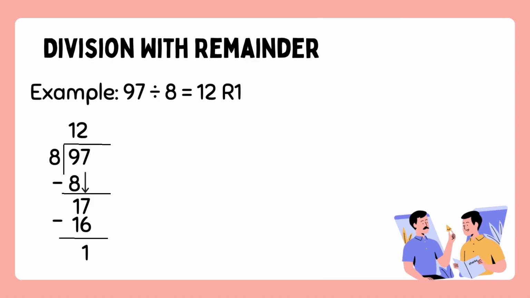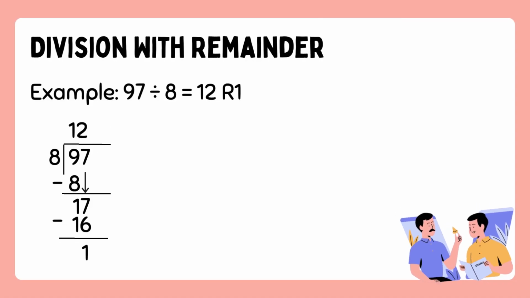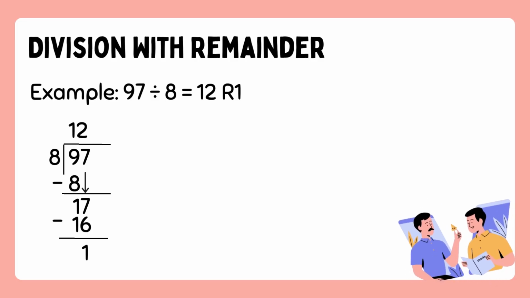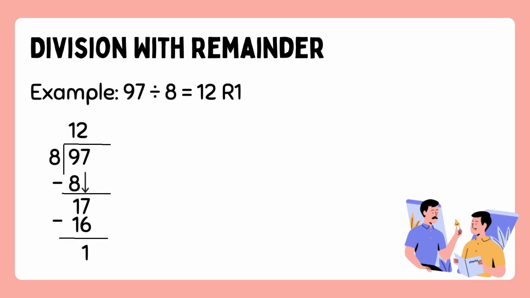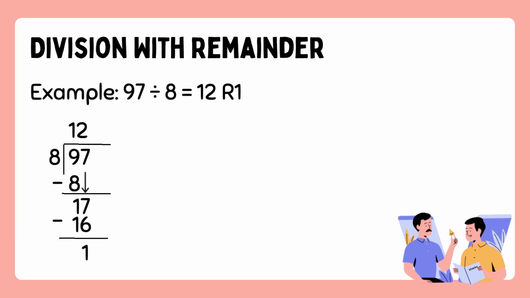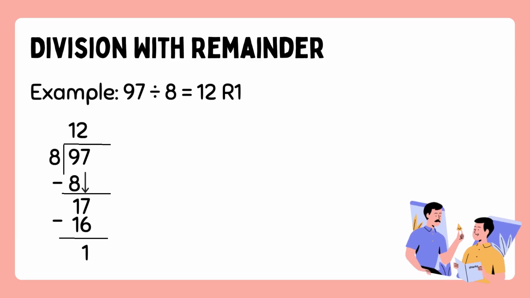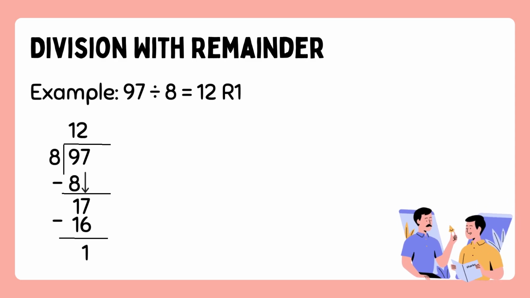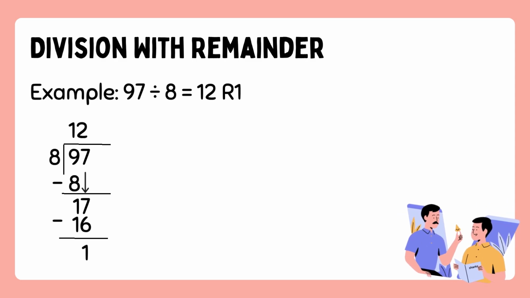If there's a leftover after dividing evenly, that's the remainder. You can write it as r followed by the leftover. Set up the problem. 97 under the division bar and 8 as the divisor. Start with the leftmost digits. 8 goes into 9 once, because 1 times 8 equals 8, and 2 times 8 equals 16 would be too big for 9. So write 1 in the tens place of the quotient.